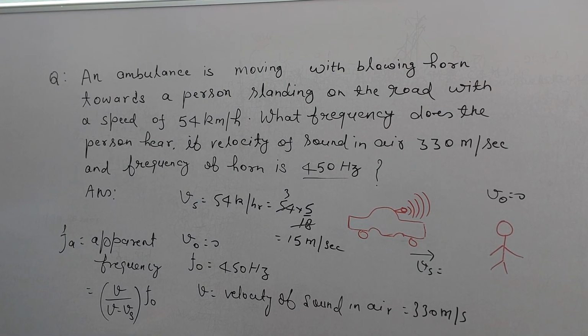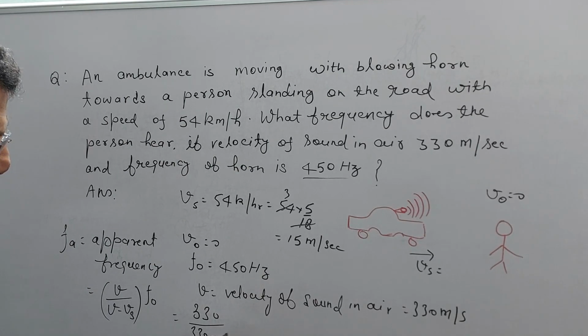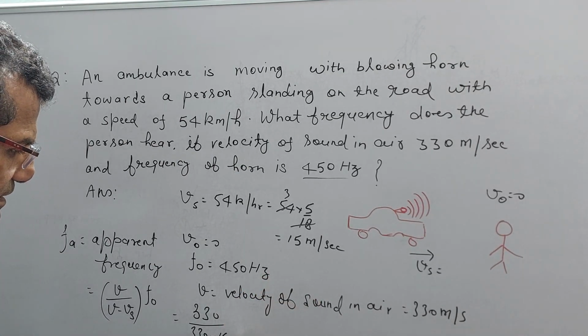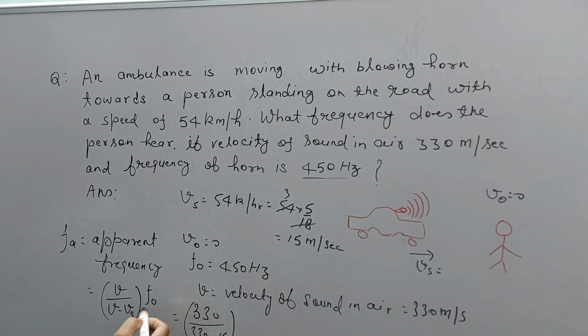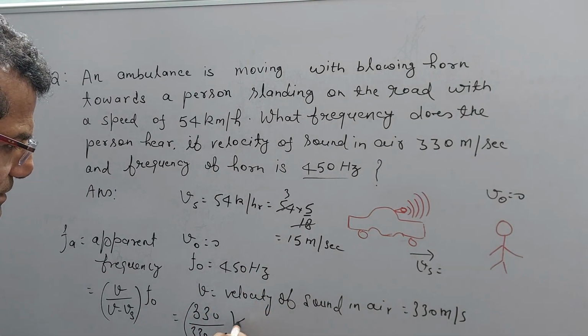The factor multiplying f0 is greater than 1, because in the numerator it is V and in the denominator V minus Vs, so obviously V is greater than V minus Vs. That's why the apparent frequency will be increasing. If we put in all these values, it becomes 330 divided by 330 minus Vs, which has the value 15, multiplied with the original frequency of the horn, given as 450 hertz.